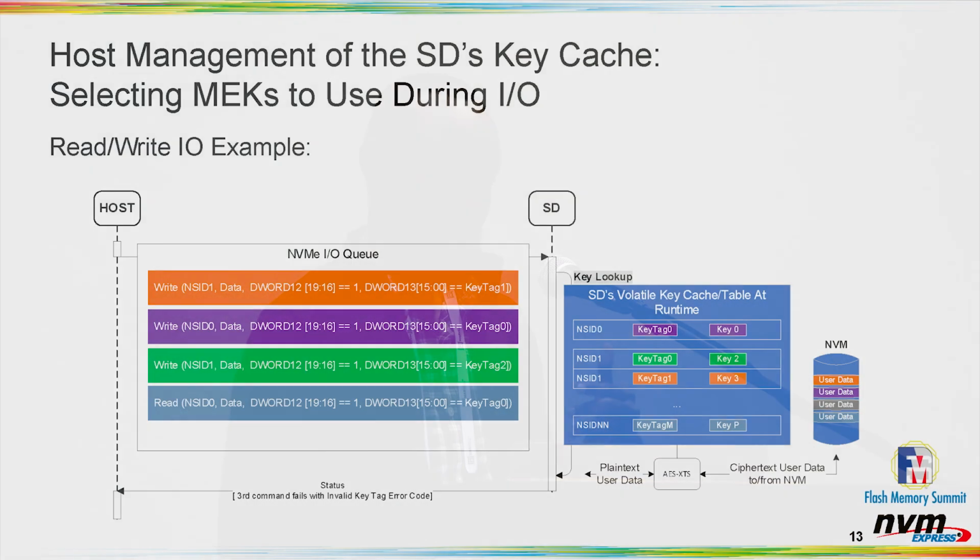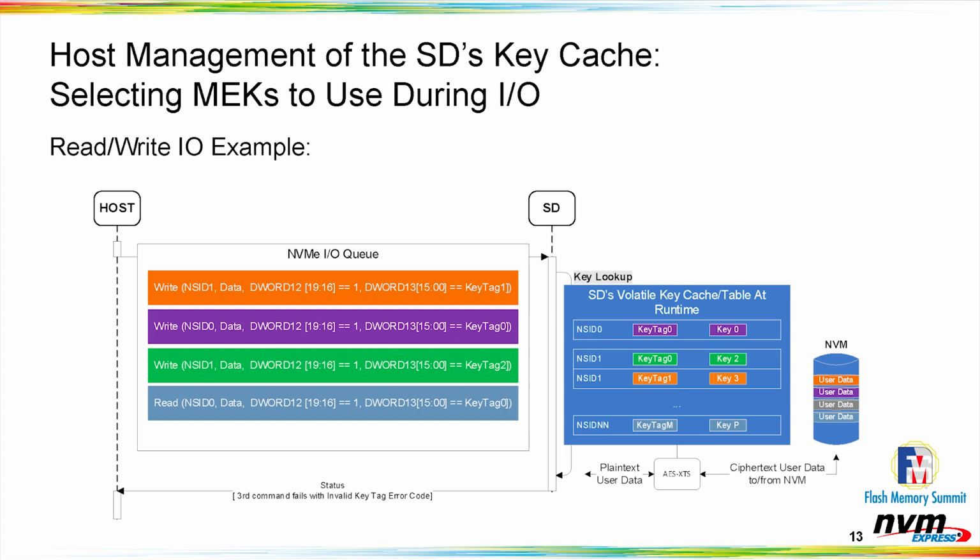So once you specify the key tag, all the device has to do when the host issues a write or read command is use that key tag and namespace ID to do the key lookup in its key cache. Once it finds the key associated with the data in a write command, it uses that key to encrypt and store the data to the NVM.